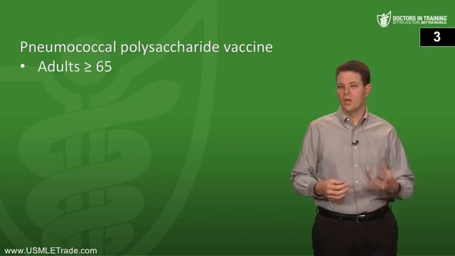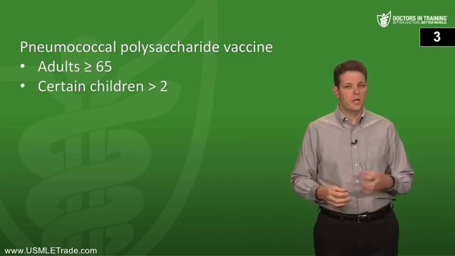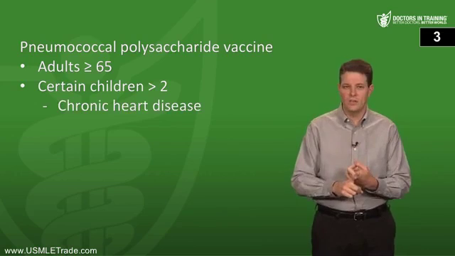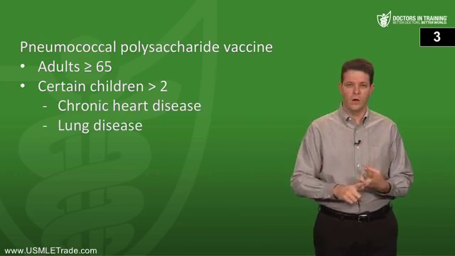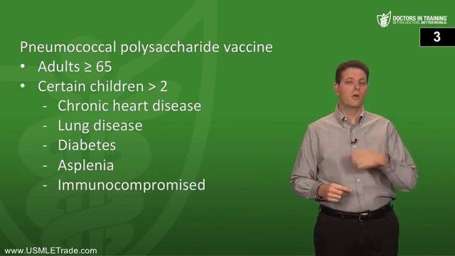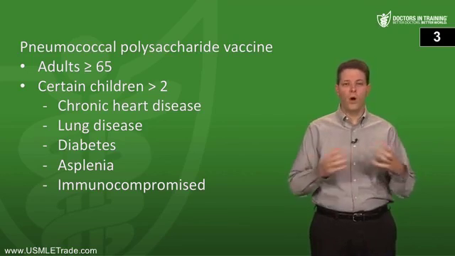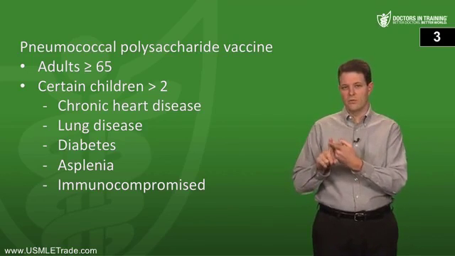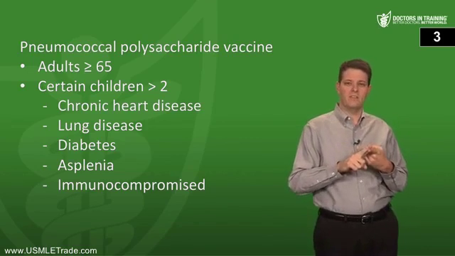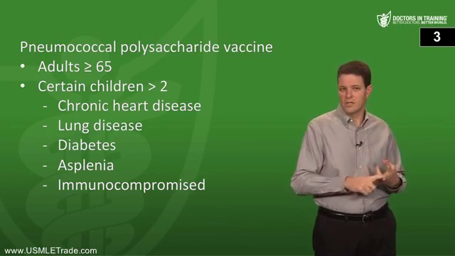Now this is given to adults 65 and older, but there are certain instances where children over the age of 2 can receive the PPSV23 vaccine, such as kids with chronic heart disease or lung disease like asthma, or kids with diabetes, or asplenic kids like sickle cell patients, or immunocompromised kids, including kids with HIV. So some kids will receive both pneumococcal vaccines. They receive the routine conjugate vaccine, PCV13, as an infant, and then they receive the polysaccharide vaccine a few years later if they develop asthma or one of these other conditions.